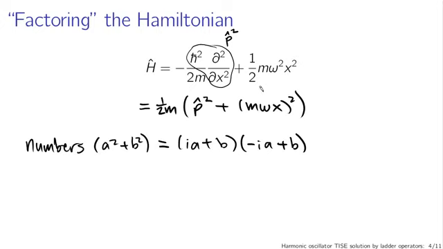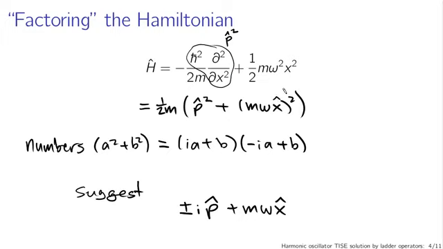We'll see what that means in a minute, but for now, let's just suggest looking at things like this. Plus or minus I times the momentum operator plus m omega x, where x now is the position operator. Now x, the position operator, just entails multiplying by x, so perhaps I should put a hat here, perhaps I shouldn't. Doesn't really matter. This is what we're considering now. I haven't justified this in any way beyond saying it kind of looks like maybe it would factor. Well, does it factor?